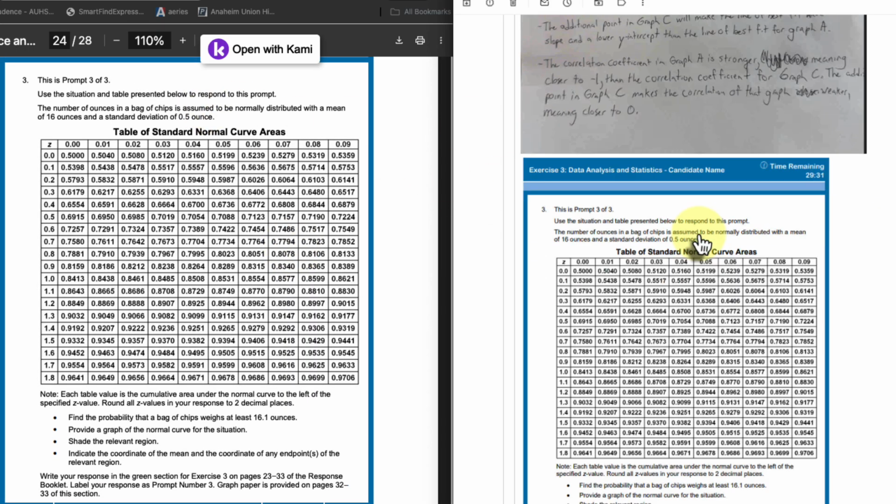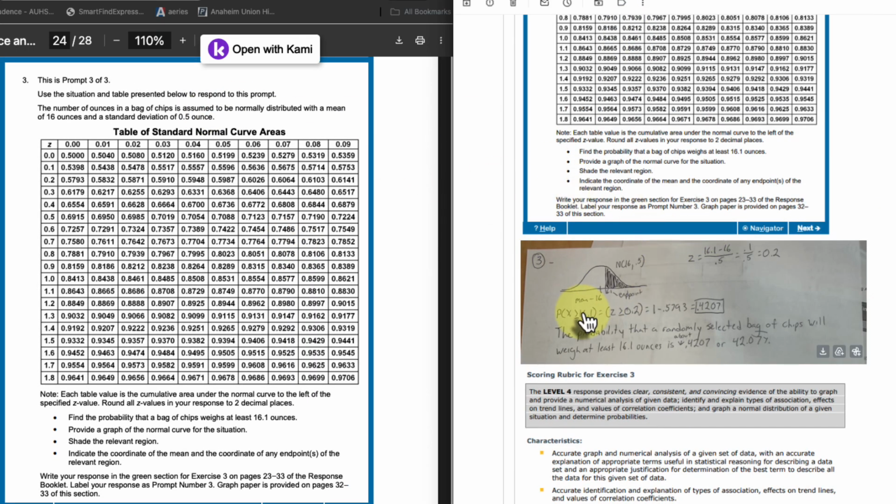This is now prompt 3. So you have the number of ounces in bags of chips is assumed to be normally distributed with a mean of 16 ounces and a standard deviation of 0.5. Find the probability that the bag of chips weighs more than 16.1 ounces. Provide a graph of the normal distribution curve. Shade the relevant region and indicate the coordinate of the mean and the coordinate of any endpoints of the relevant region.